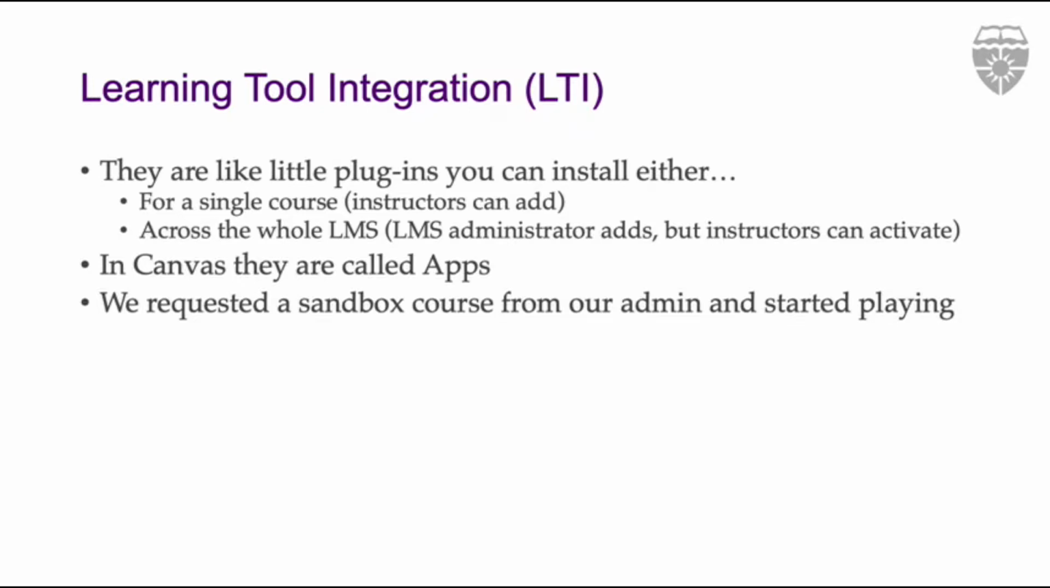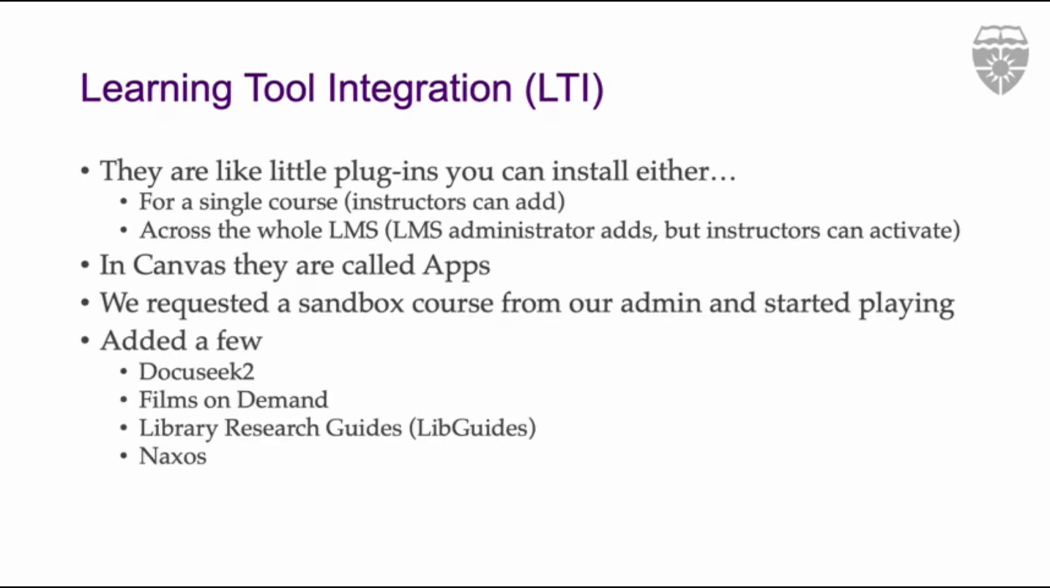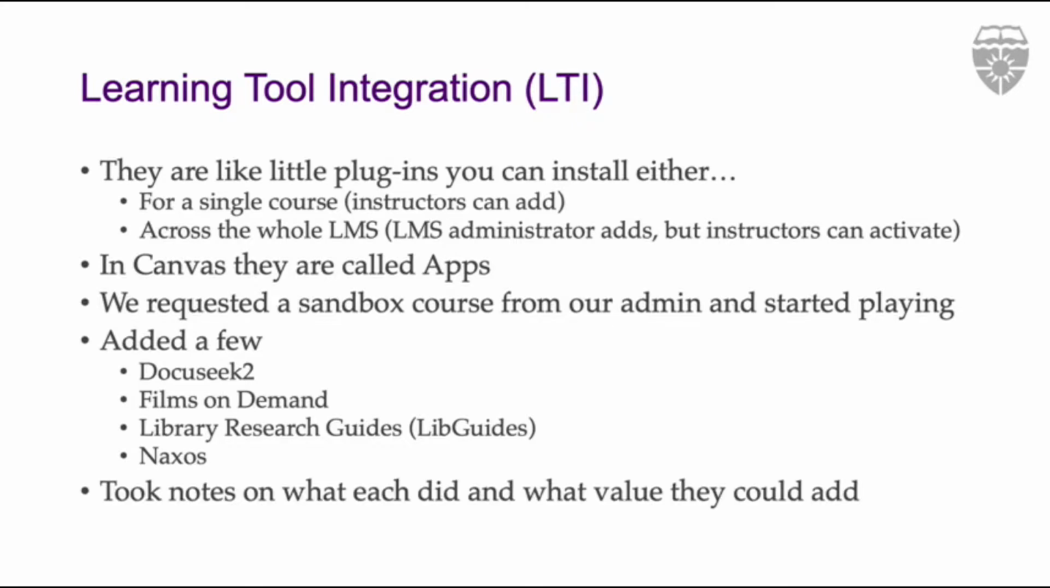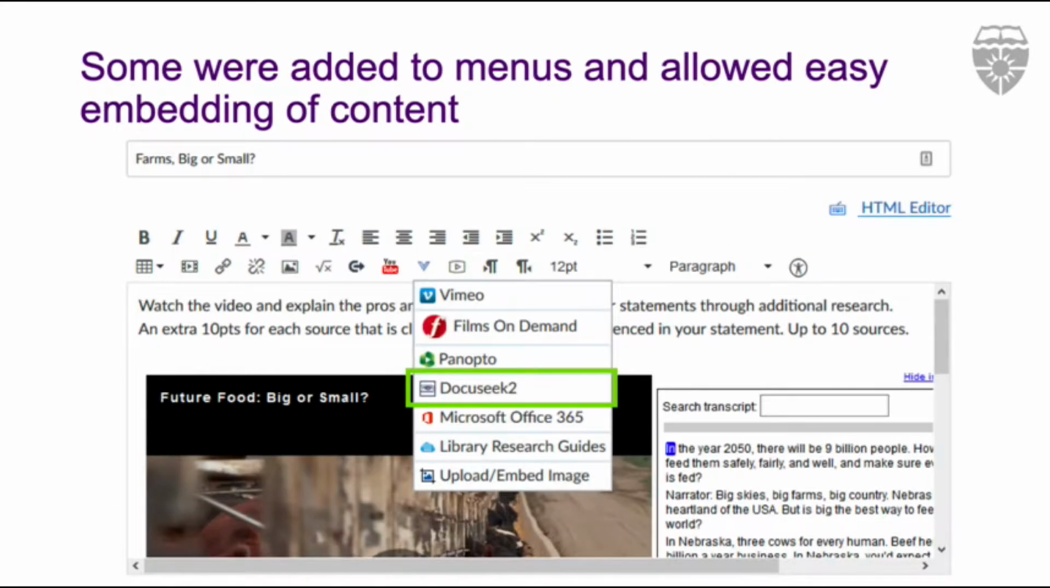So what we did was we needed to figure out what apps we wanted installed. What library apps would be beneficial to our users? What could we then go to the system administrators and say, hey, can we install these system-wide? So we requested a sandbox course from the admin, and we started playing around. We added a few like DocuSeek, Films on Demand, library research guides, our LibGuides, as well as Naxos Music. And we took notes on what each did and what value they could add.